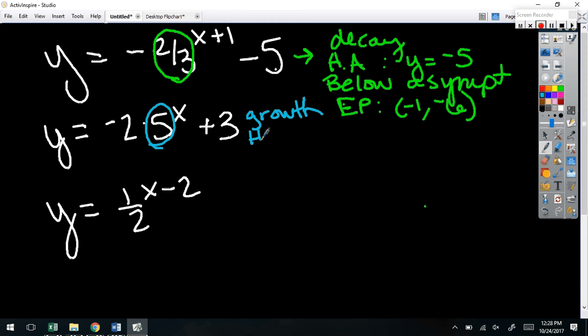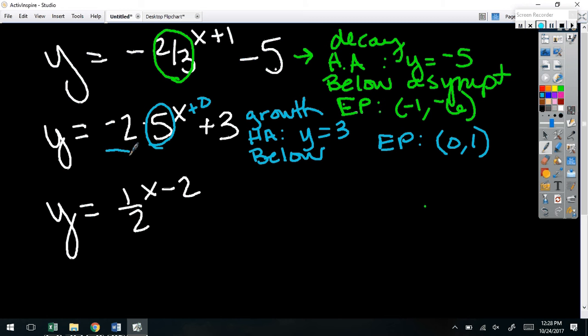What's your horizontal asymptote? 3. Is it above or below the asymptote? Below. And what is an easy point on your graph? 0, because H is 0. (H, A plus K).